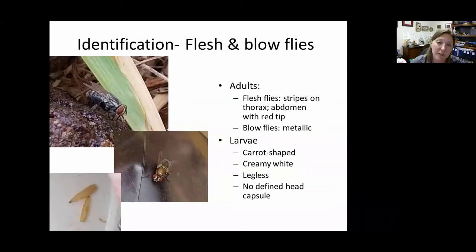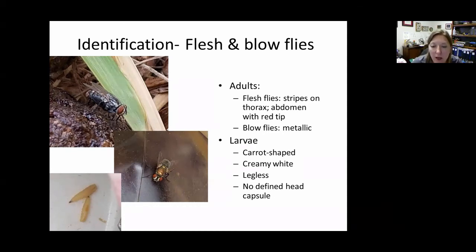So this one wasn't on the title slide, but I wanted to include it because these are often mistaken for houseflies. So here we have flesh and blowflies. And the top left photo is a flesh fly. These often get mistaken for houseflies. They look very similar because they are gray, they have stripes on their thorax. But if you look at that one closely, the abdomen of it has a red tip on it, and the housefly isn't going to have that.